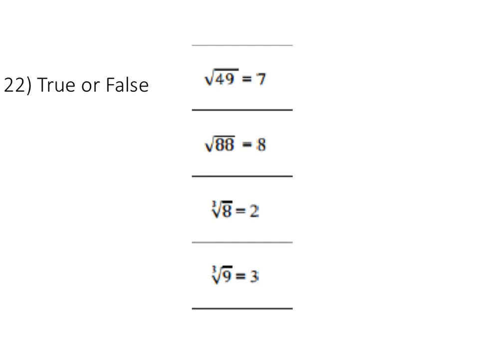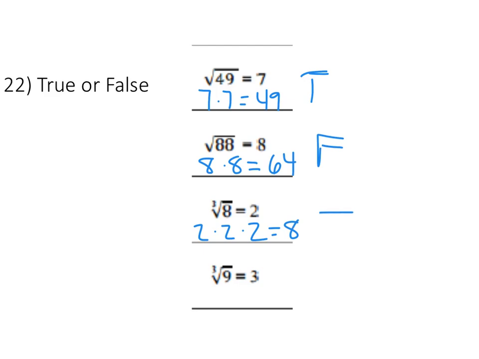So to work backwards, we're going to do this one, and it's true or false. The square root of 49 is 7, because 7 times 7 is 49, so it's true. 8 times 8 is not 88, it is 64, so it's false. And this is the cube root of 8, so don't let that confuse you. That equals 2, so 2 times 2 times 2 does equal 8, so it is true. And if you do 3 times 3 times 3, you get 27, not 9, so it's false.